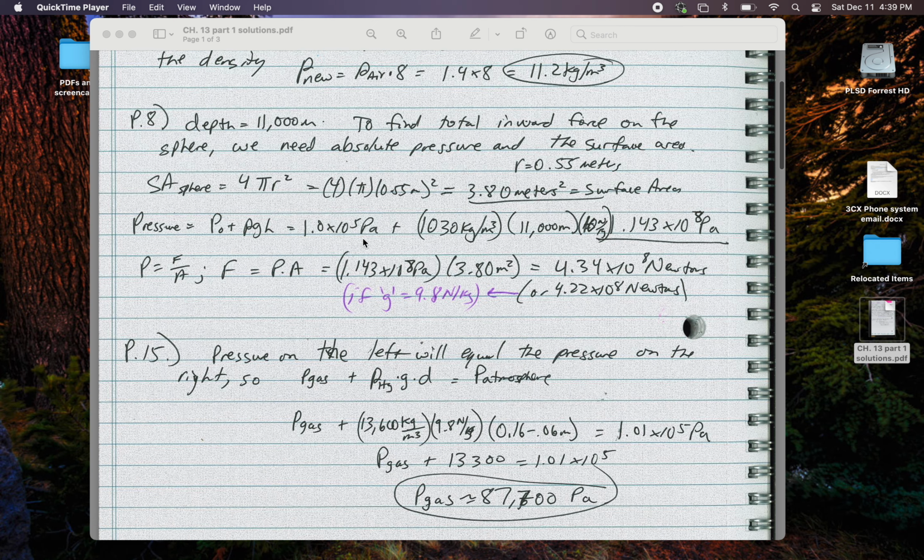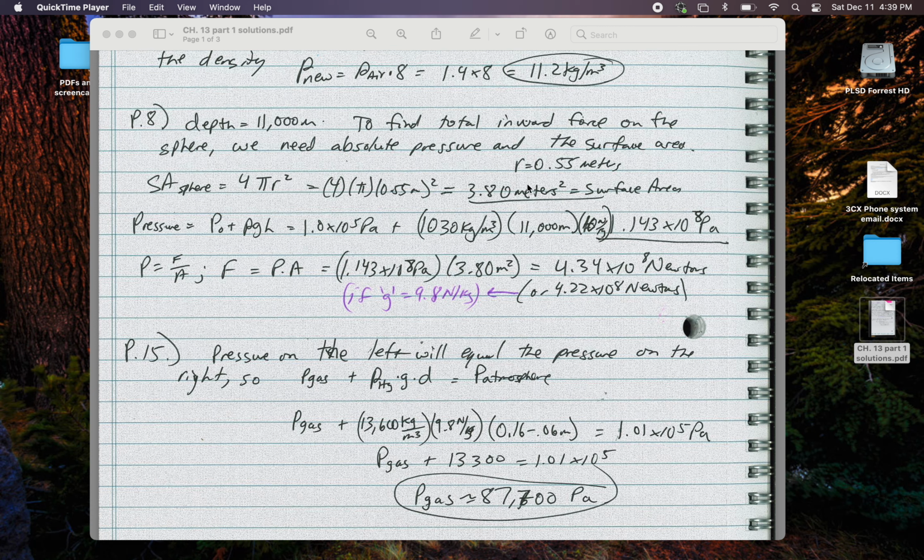This one is about this James Cameron sphere. This is actually a pretty cool one. It is an immense amount of force, like literally hundreds of millions of newtons of force on something that is only 1.1 meters in diameter, which tells you how strong things have to be. So the depth of this submersible sphere was 11,000 meters. And to find the inward force on it, we need the absolute pressure and the surface area.